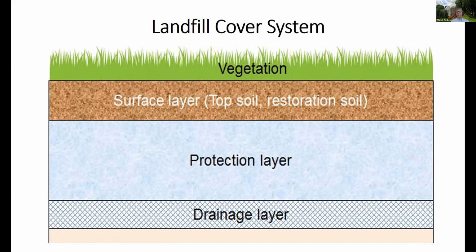Obviously, this drainage layer could come in different forms. Sometimes people can use geocomposites. Geocomposites will still have textiles in them. So the compatibility with the textile is quite important. Sometimes we have seen that there's no protection layer. That surface layer is directly sitting on the drainage layer. So there are different scenarios.